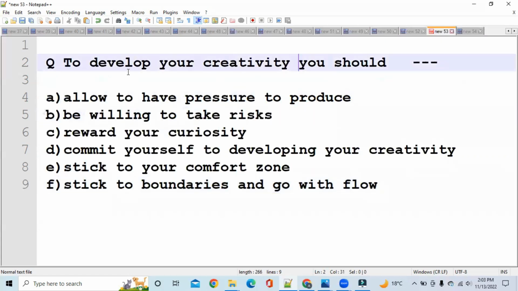You can see here, to develop your creativity, what should you do? Here you must follow the principle of elimination. By following it, you can see that stick to your comfort zone is a wrong answer. Stick to boundaries and go with the flow is also a wrong answer. And then what is left? Allowed to have pressure to produce is also a wrong answer. So by elimination you have removed options A, E and F. Now the options left are B, C and D. So the answer will be B, C and D.